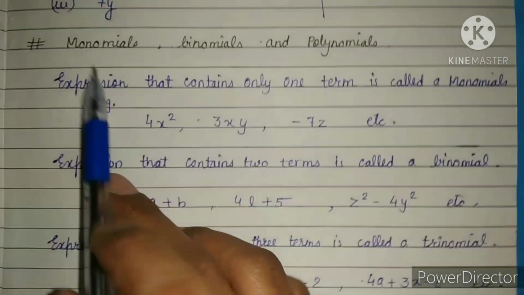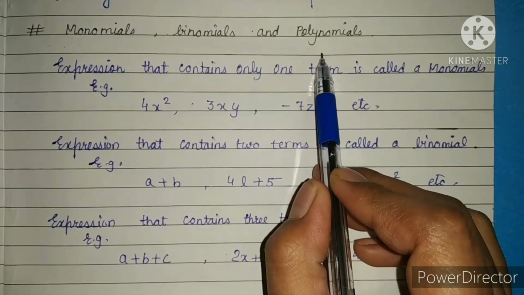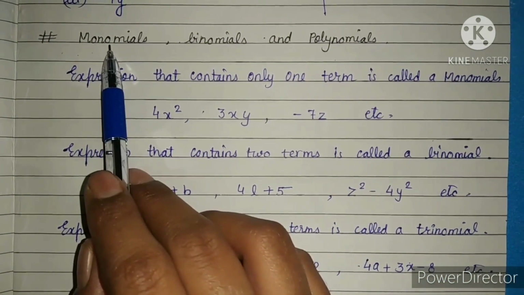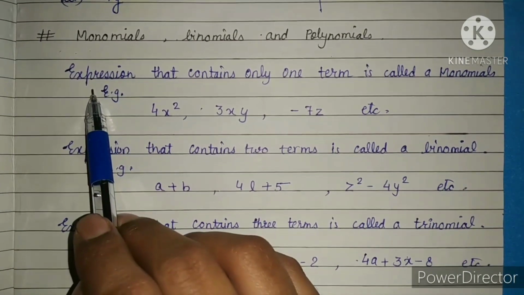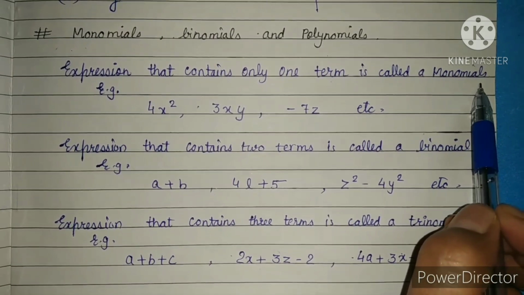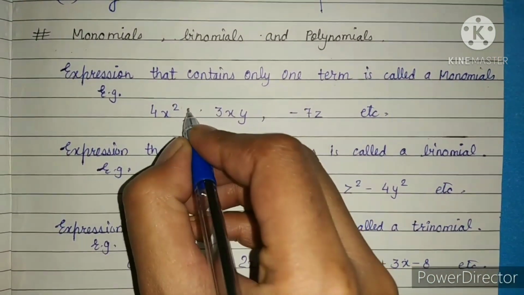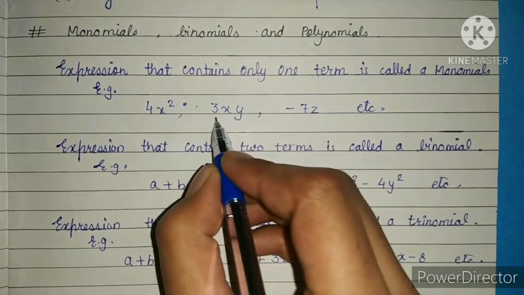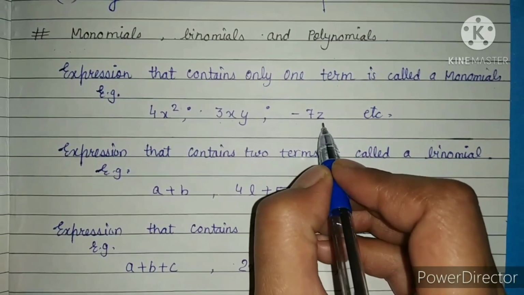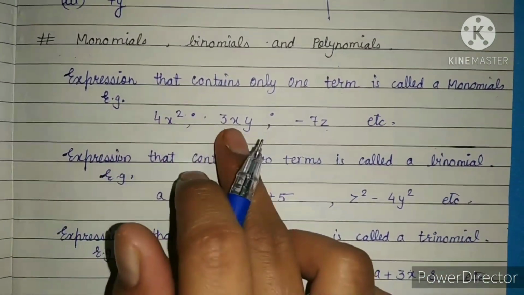The next topic is monomial, binomial, and polynomial. Monomial: mono means one. When the expression has only one term, it is called a monomial. Here, as you can see, 4x square is one term. In the second one, 3xy is also one term, and minus 7z is also one term. So they are all called monomials.